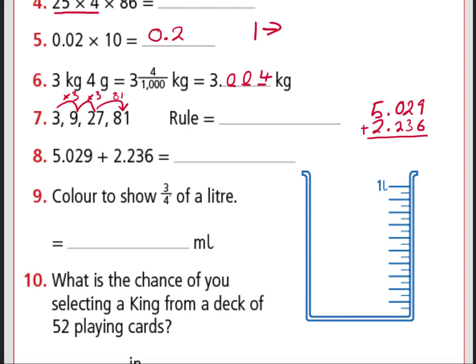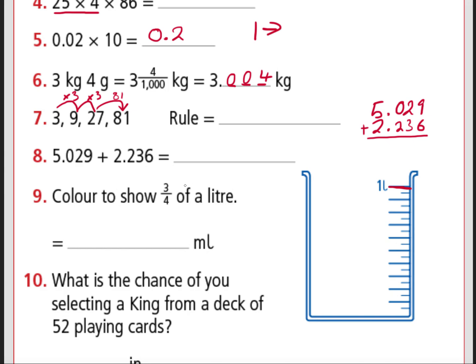3/4 of a litre. So this is a full litre up here. If you look at these, I'm going to ignore the smaller ones for a minute. I think there might be 10 of them. So if this is 1 litre, this would be 0.9, 0.8, 0.7, 0.6, 0.5, 0.4, 0.3, 0.2, and 0.1 of a litre.